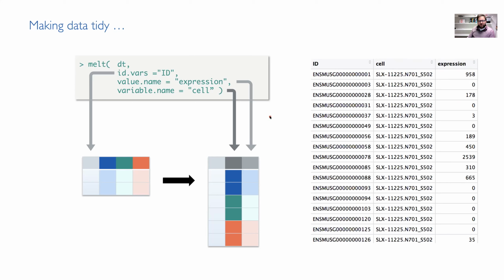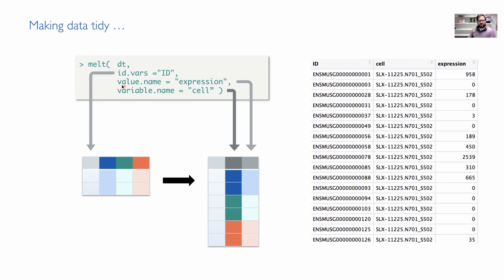Okay, so how do we do that? In R, in the data.table package, the command is called melt. We just give it the name of our data table, and then we identify ID variables. These are variables that need to remain, so to say, intact once we reshape this matrix. In our case, this is the ID column.